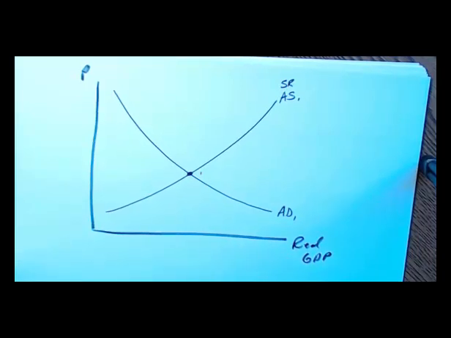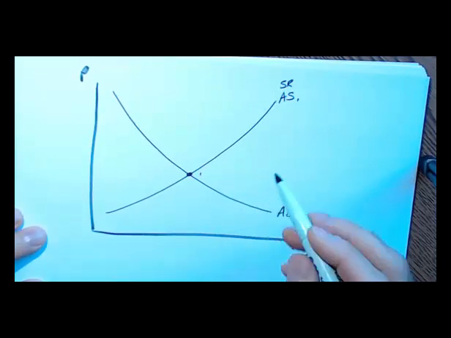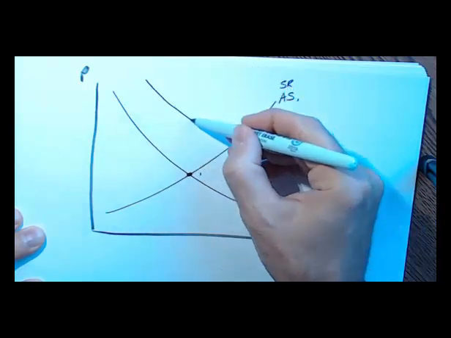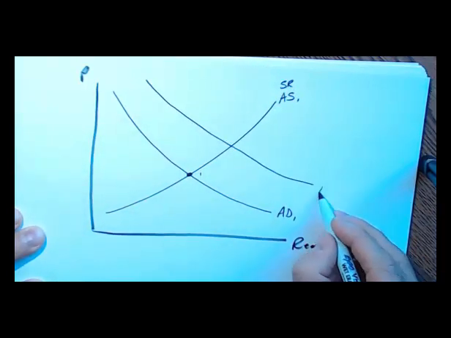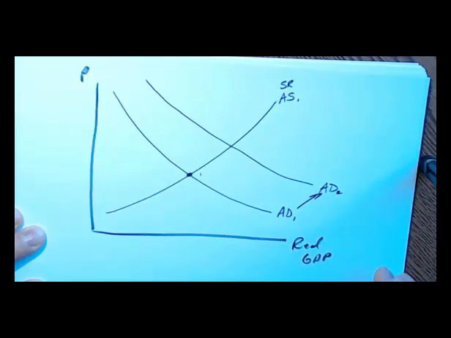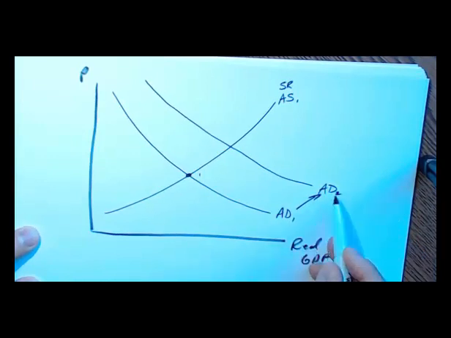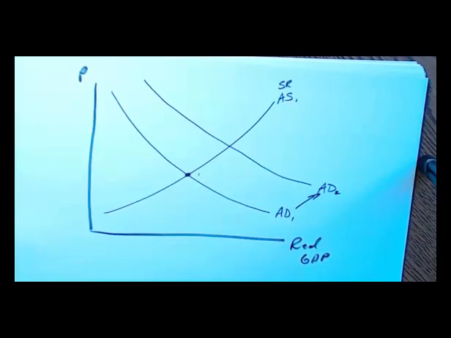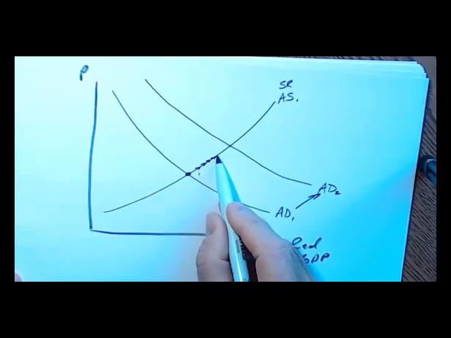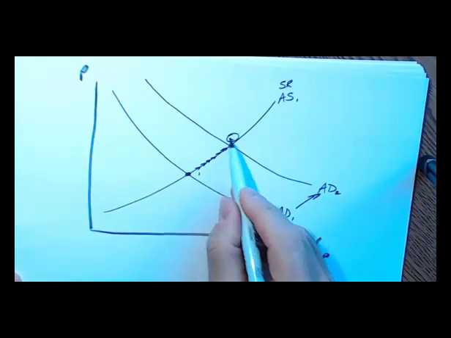Let's explore an increase in government expenditures. An increase in government expenditures would move us from AD1 to AD2. Now the textbook talks about this as being an aggregate demand shock. The government comes with a shock, meaning it's a surprise to the economy, to people, and the government ramps up its spending. So now we move from point 1 to point 2 ultimately.